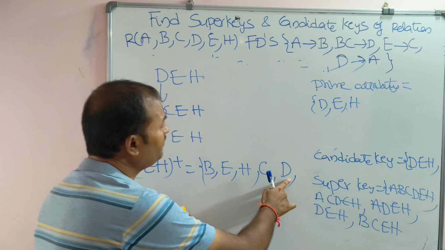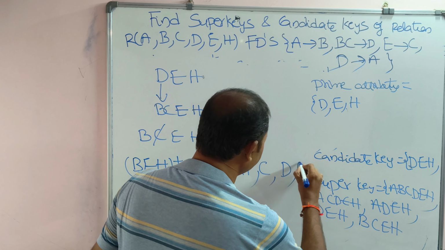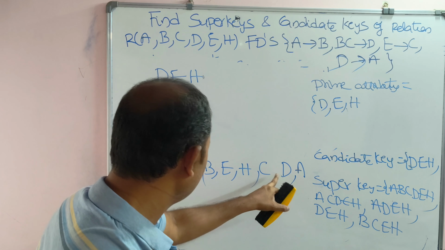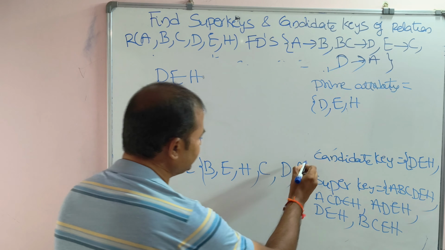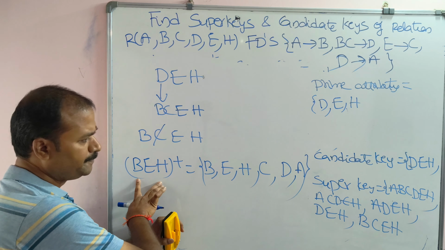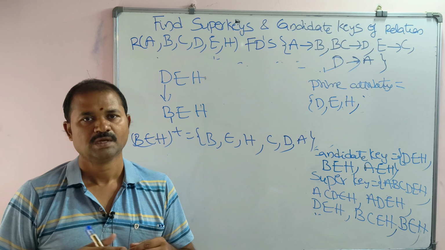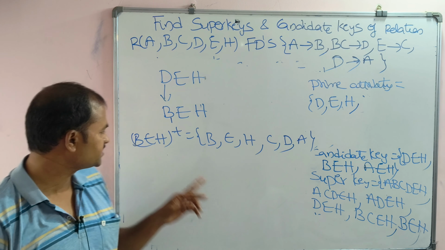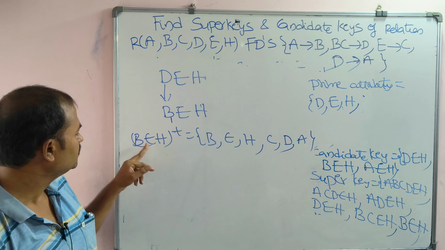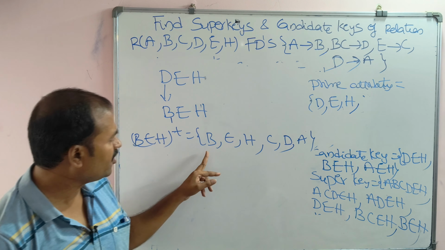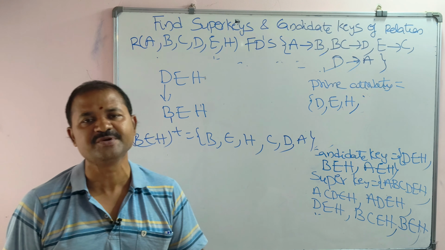Next, here we have D. D determines A. Yeah, we have all the keys. So we can say that BH is the super key. Why? Because it is determining all the attributes.